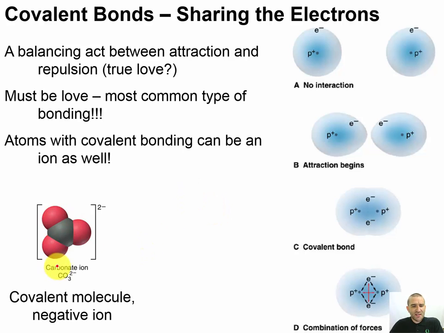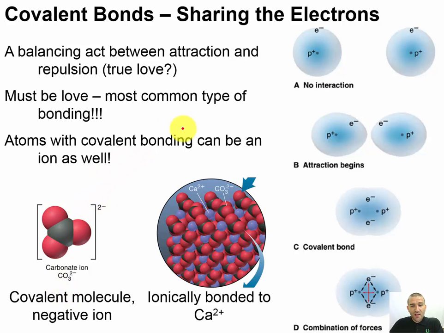Now, here's an example of one of those. The carbonate ion is going to have 3 different bonding areas, and it's going to be a covalent molecule that is also an ion. It's going to be a -2 ion. Now, it's going to get ionically bonded to calcium ions. So this is going to be ionic. And this is going to be an ion with covalent inside.